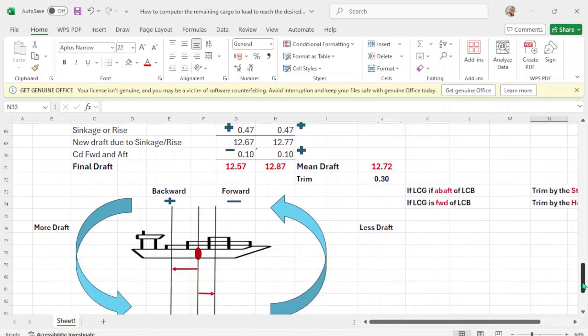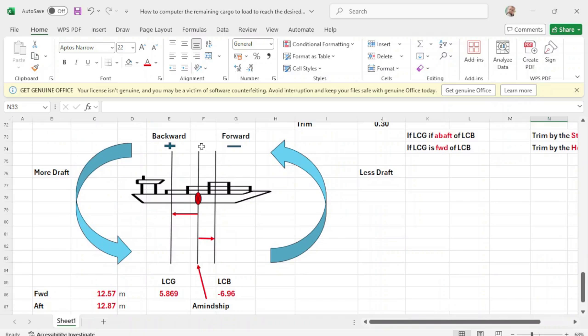And your LCB is negative 6.96, so from midship, because it is negative, you go forward about 6.96, so this will be your LCB. This will be your amidship. Take note, guys, that LCG is behind LCB, meaning in simple words, LCG is at the back of LCB, or behind. Now what is the rule?